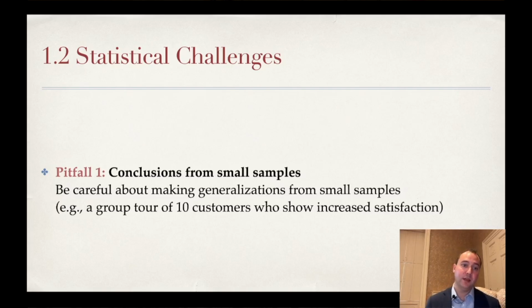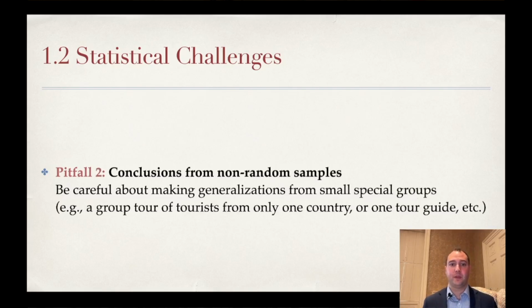For example, if you have a group tour of 10 customers who show increased satisfaction, does that tell us much about the overall tour company? Well, it's a small sample. We shouldn't make that kind of inference. Another example is making conclusions from non-random samples. Be careful about making generalizations from a small special group.